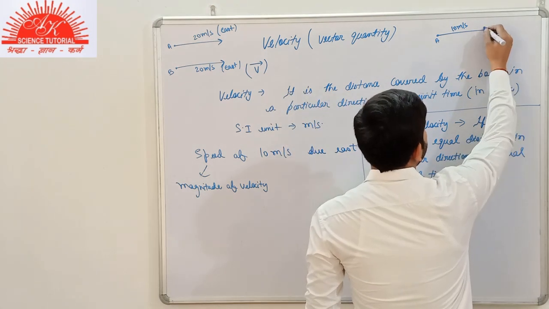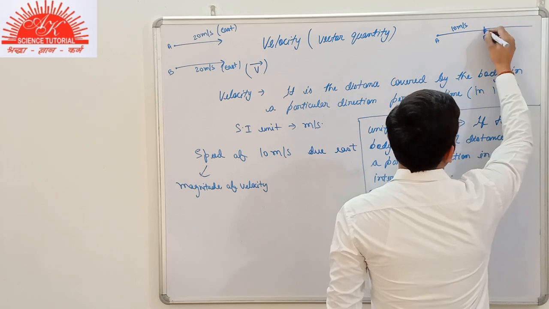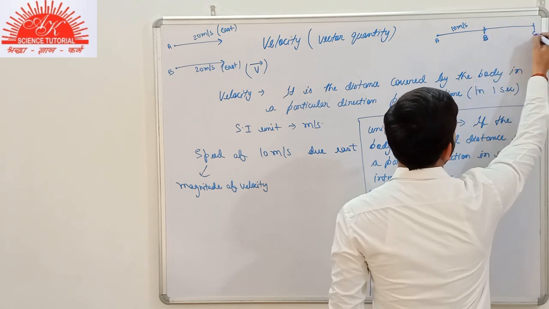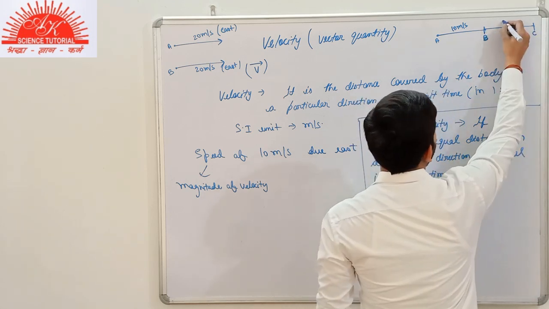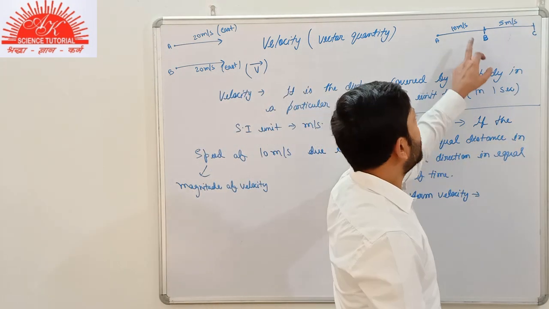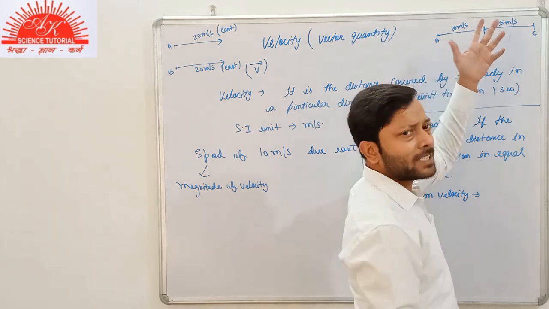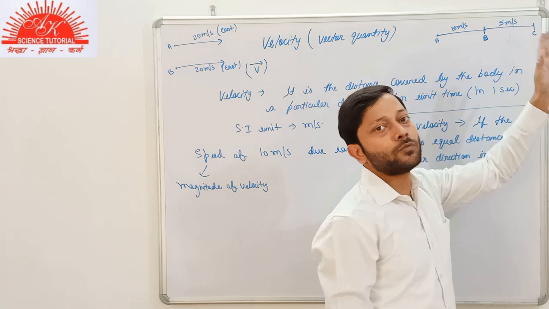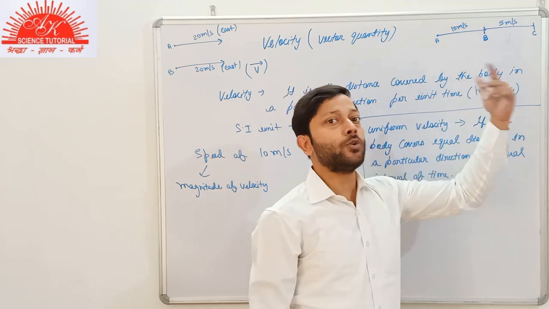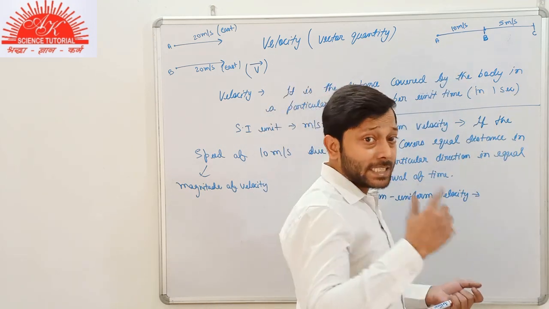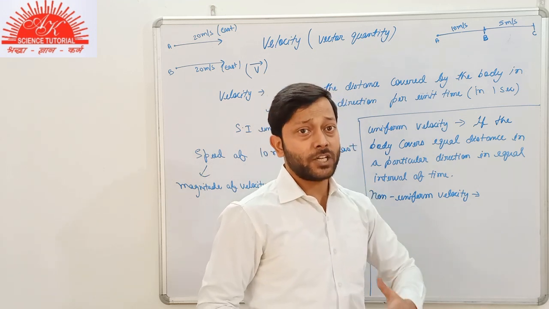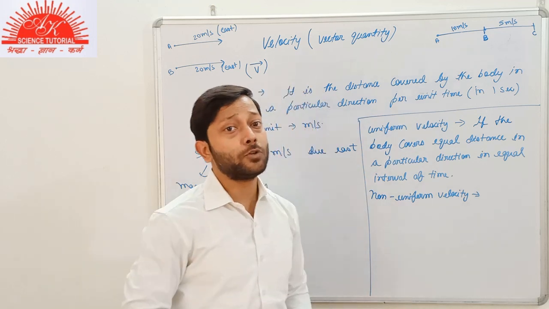When it reaches this point B and continues to move further, suppose from B to C it covers again some distance, but this time it covers the distance with a speed of 5 meters per second. What do we conclude here? The magnitude of velocity, that is speed, was 10 meters per second here and here it is 5 meters per second. So the magnitude has already changed, and we say that the body is moving with non-uniform velocity. Now, the next case: if the magnitude is same but the direction has changed, then also the body is moving with non-uniform velocity.